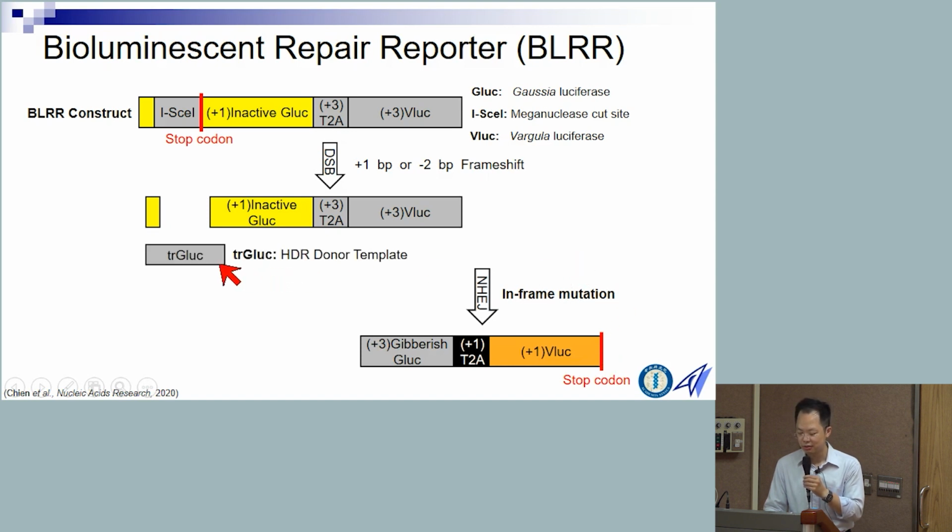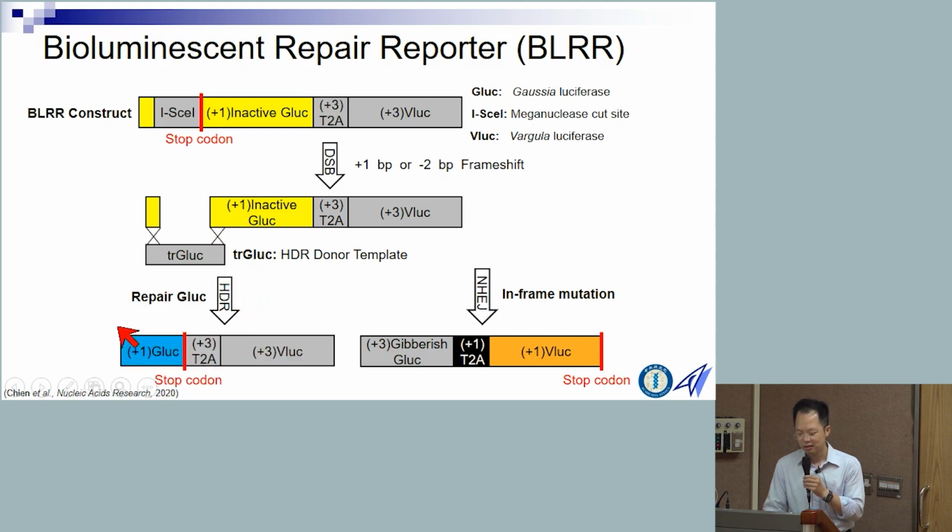Now, if there is a donor template at this site, then we can actually have HDR. In this case, the Gaussian luciferase will be shifted in frame, while anything behind it will be out of frame. So in this case, we actually have 2 outputs. One is GLUC, which represents HDR, and then we also have VLUC, which represents NHEJ.